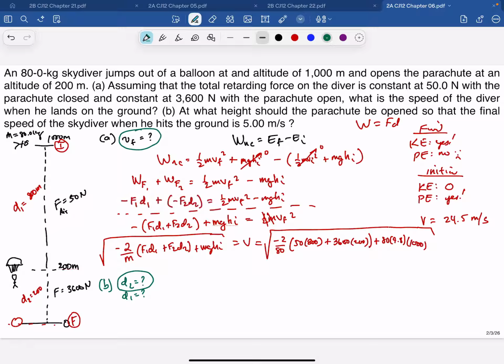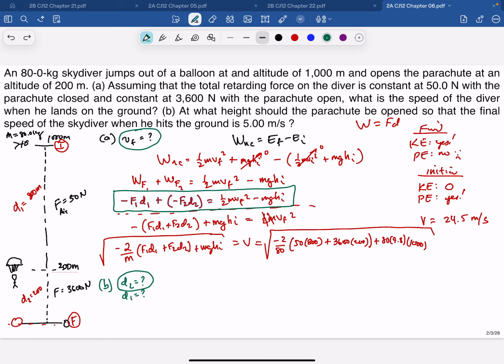Can we recycle something? Is there an equation that's already on here that we can use again? That's still true? Yeah, that. Is any of this wrong? No. Does it still apply for part B? Yes. Careful. Do we still have two works? Are there still two sections of differing force? Yes. Does the skydiver still have speed at the end?